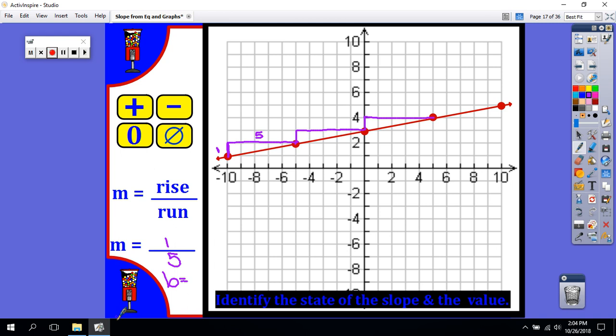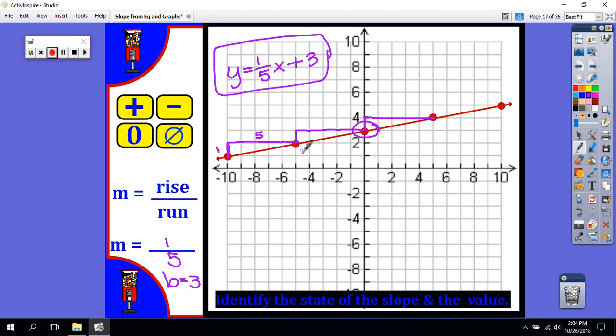All right, what'd you get? +3. Follow your y-axis up, and it meets right here between 2 and 4, so that would be 3. Now put it together. We get y equals 1/5 x plus 3 because it was positive. There's the equation for this line.